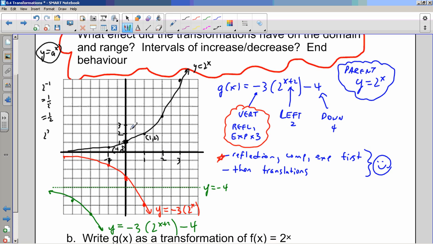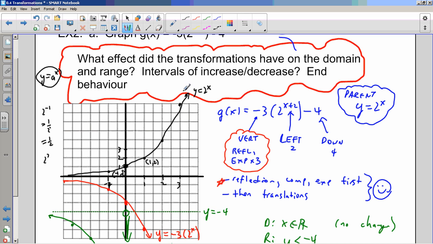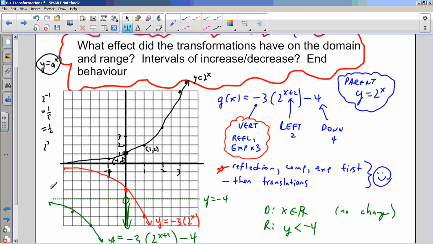On the range, we can see the range of the black one was y is a member of the reals greater than 0. But now, what's the range? So we said the domain is x is a member of the reals. So there's no change. The range, though, is y is less than -4. Intervals of increase or decrease, where it was increasing on all real numbers x, now it's decreasing.